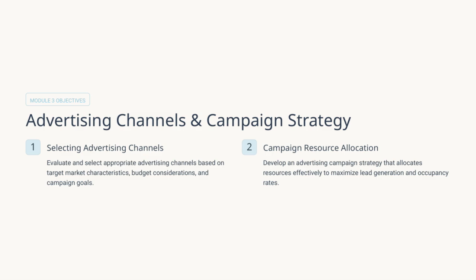Next, we move on to evaluating and selecting the right advertising channels. This step is crucial. We need to consider the characteristics of our target market, where they spend their time, what media they consume. We also have to think about our budget constraints and what our campaign aims are. By aligning these factors, we can choose the most appropriate channels that will reach our audience effectively and efficiently. Remember, the key here is strategic resource allocation, making smart choices about channels that will deliver the highest impact. This approach not only supports our overall marketing objectives, but also ensures we're using our resources wisely to generate leads and boost occupancy rates. Connecting these points back to our broader campaign goals helps us stay focused and maximize our results.